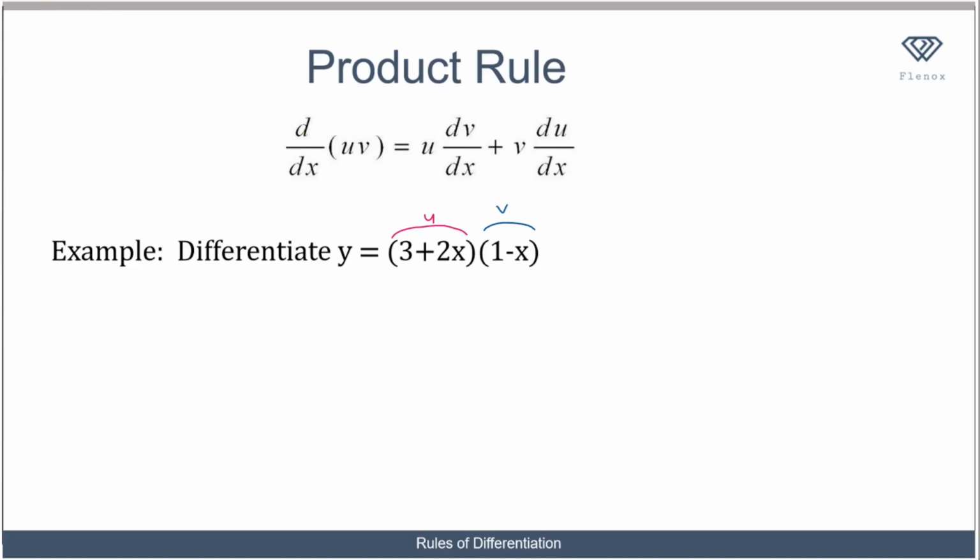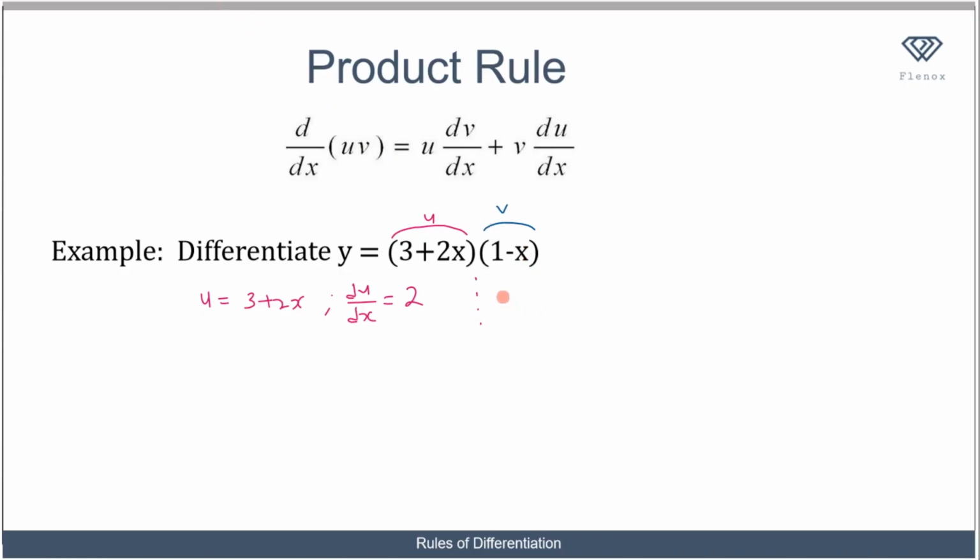To get started, based on our formula we need to find u, du over dx, v, and dv over dx. So let's start out with u. u is equal to 3 plus 2x. What will be du over dx? It will just be the differentiation of this. Differentiation of 3, a constant, gives 0, and differentiation of 2x gives 2. So du over dx is equal to 2.